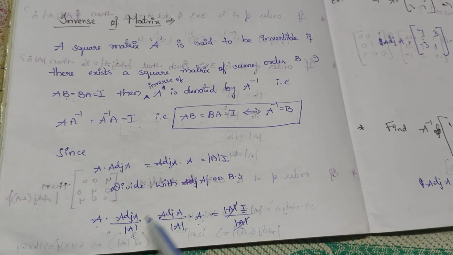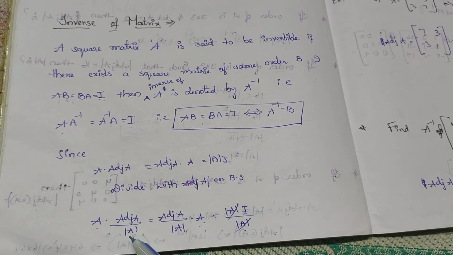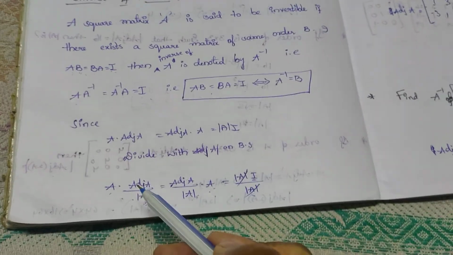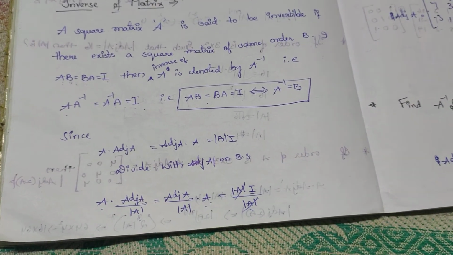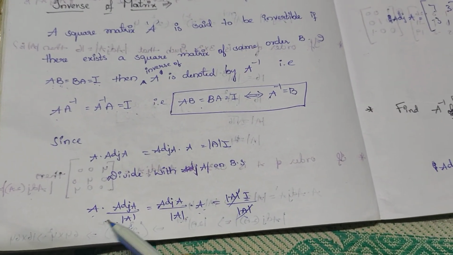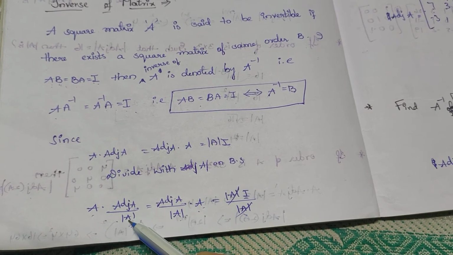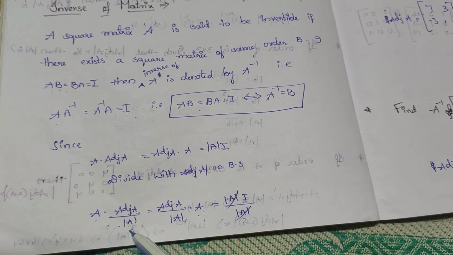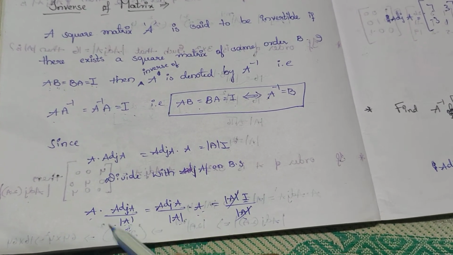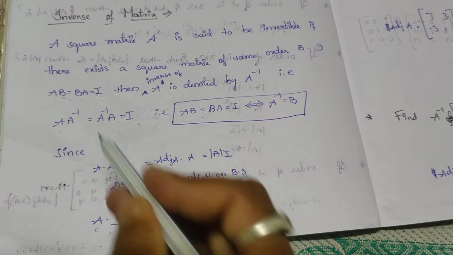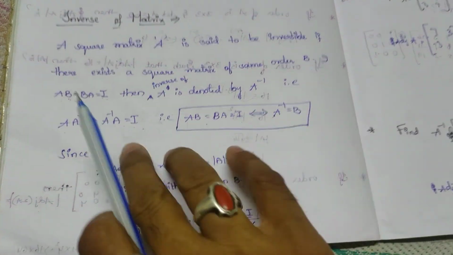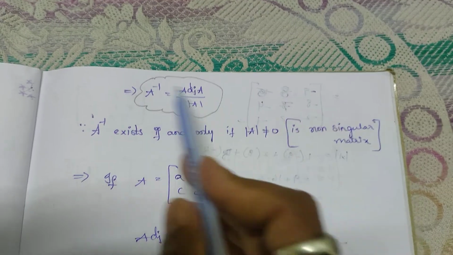Adjoint of A is a matrix. A matrix, if you divide it by a constant, again gives a matrix. So A into, in the place of B, adjoint of A by det A. So what can you say here? This adjoint A by det A is nothing but A inverse. So A inverse is equal to adjoint of A by det A. This is very, very important.